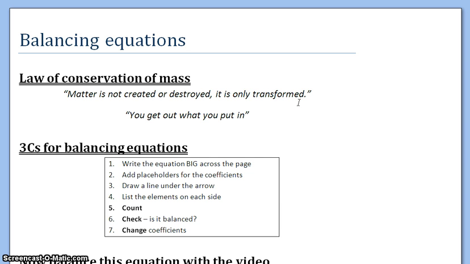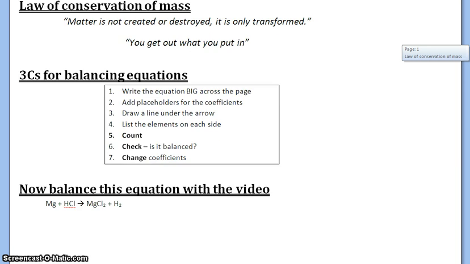nowhere. What happens is the chemicals you mix together break up and then join up together in a different way. They're transformed into something new. I like to think of it as you only get out what you put in. Nothing appears from nowhere, nothing disappears. You get out whatever you put in. So let's look at balancing equations, keeping that in mind.